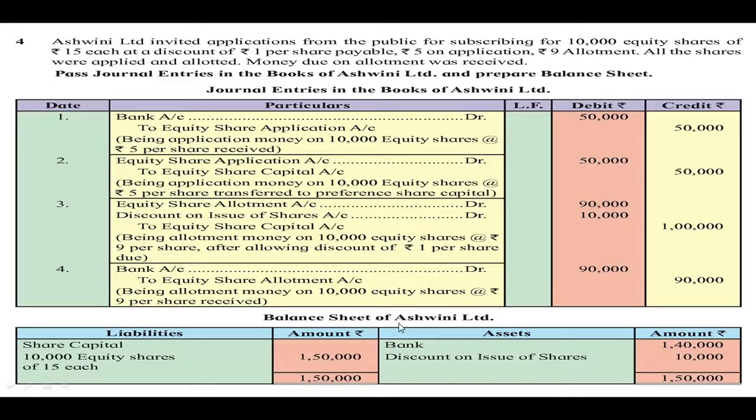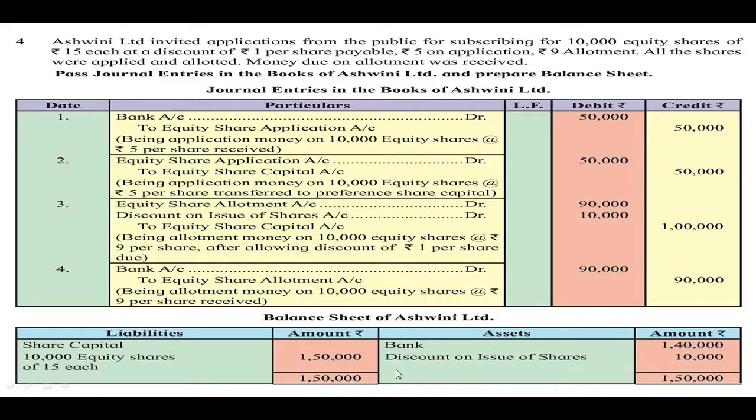Then the extract of the balance sheet is given here. On the liability side, share capital 10,000 equity shares of 15 each. So that is 1,50,000. Then bank account is shown, that is the bank balance. So here in the first entry, bank account is debited for rupees 50,000. Then you have to check in all the entries. Here in the fourth entry, bank account is debited again for rupees 90,000. So 90,000 plus 50,000, our bank balance is rupees 1,40,000.